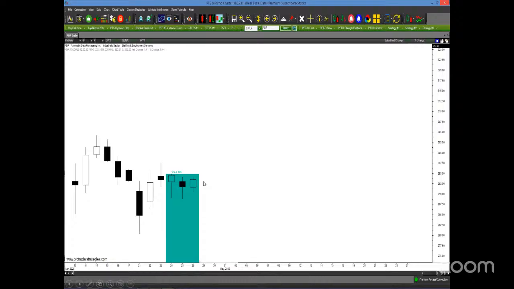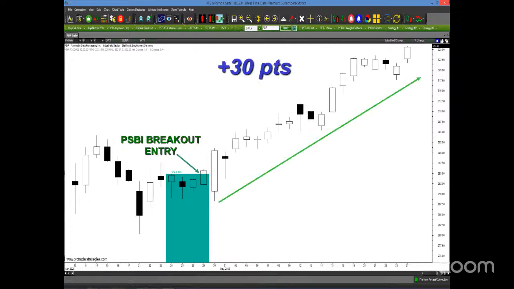So let's see what happened. Well, the very next bar, it did trade there and it actually closed above. So this is your breakout entry right here. And in the coming weeks, the stock was up 30 points. Once again, extremely simple. We've taken all the hard work out of it for you. There's nothing you have to calculate or formulate. It's all right there. All you have to know is if price trades above that green displayed area.